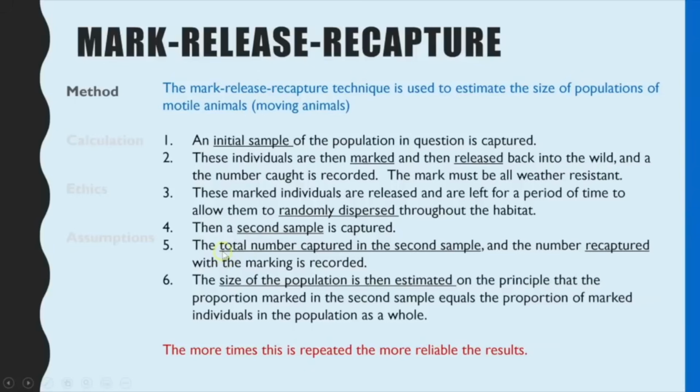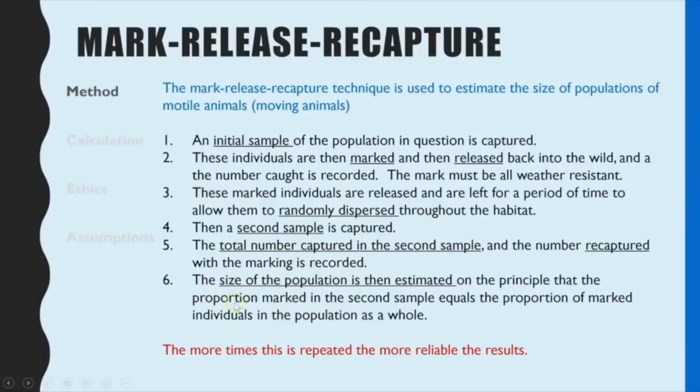So the data you need to collect is the total number that you have captured in your second sample. So you'd record that number down. You also need to record down from that sample how many of them are animals that were already caught, which you know because they are marked in some way. So you are recapturing, counting the total number in your sample, and within that sample, counting how many have the marking on. You're then going to use this data in the calculation to come up with an estimate for the size of the entire population.